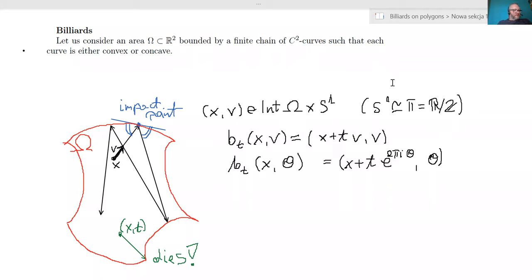And now, after a too long introduction, we can come back to the main object of our interest for today, which is billiards. And we will consider billiards on areas on the plane which are bounded by finite chains of C2 curves, such that each curve is either convex or concave. And this is exactly the situation which you see on the picture.